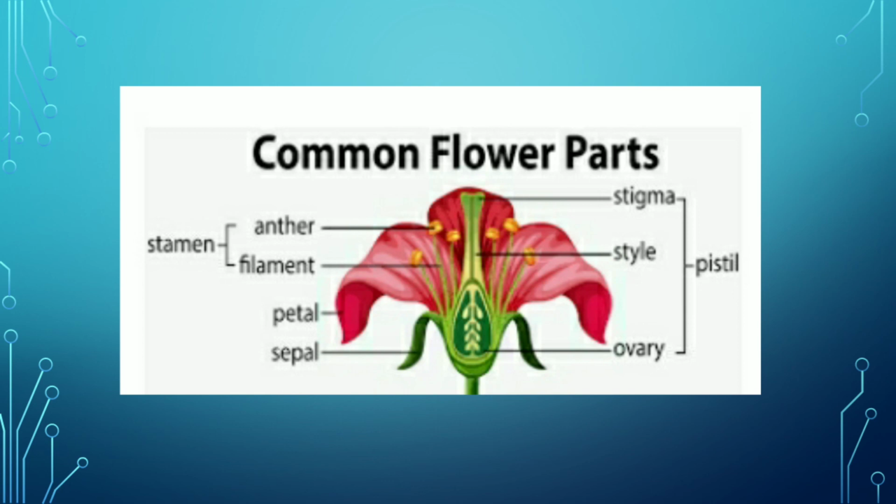The colorful part that is in pink color is known as a petal, and the green leaf-like structure is known as a sepal.